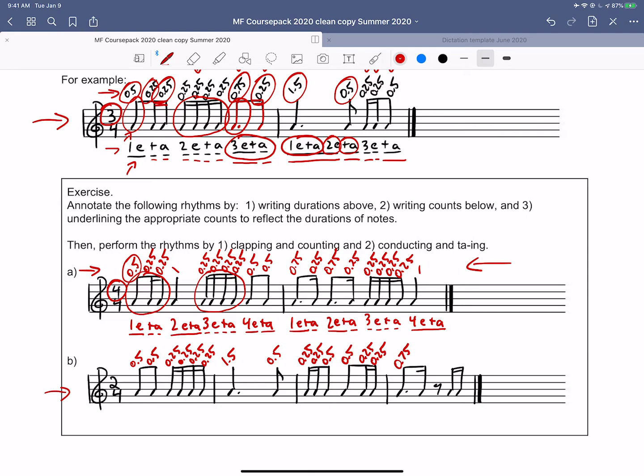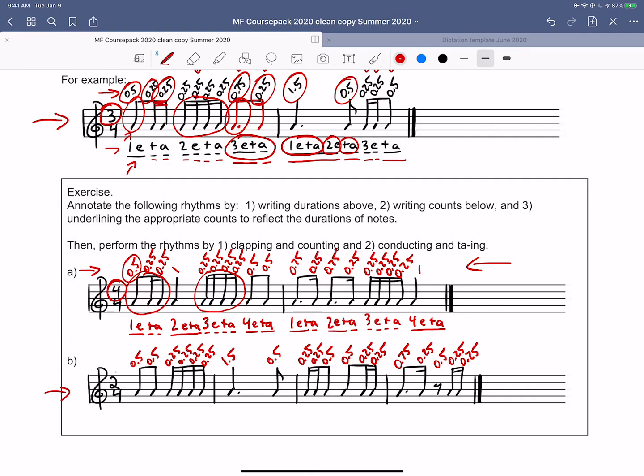0.75 for our dotted eighth note. You can see that small dot there, 0.25. Now check this one out. We've got an eighth rest. Eighth rest still gets 0.5 of a beat. We won't underline, but we will account for that value when we do our underlining. And then 2 16th notes at the very end.